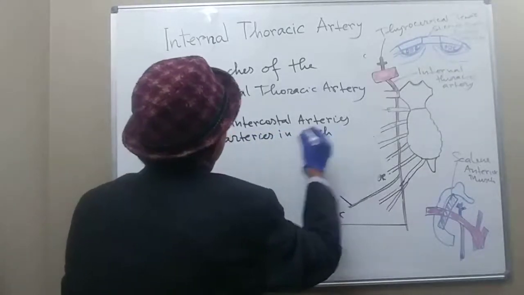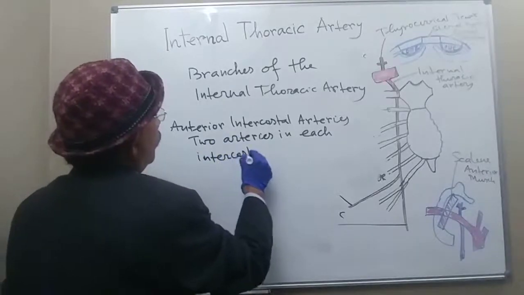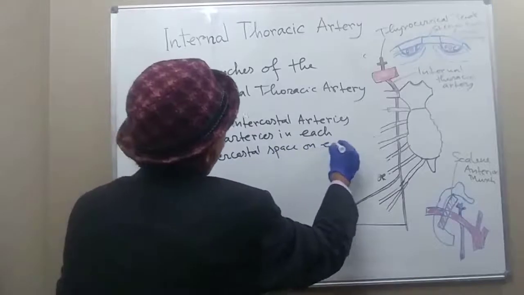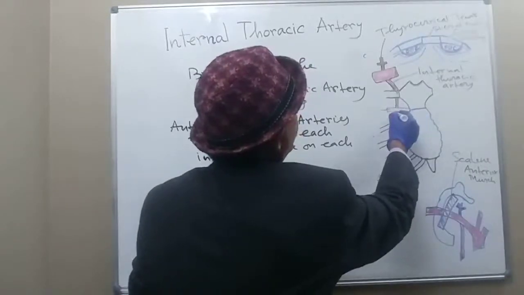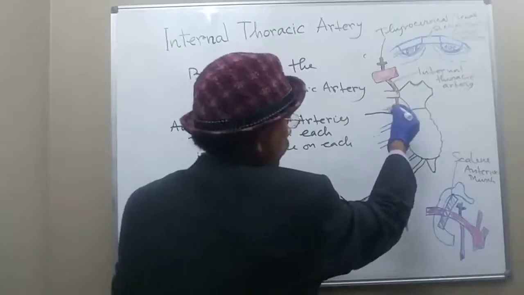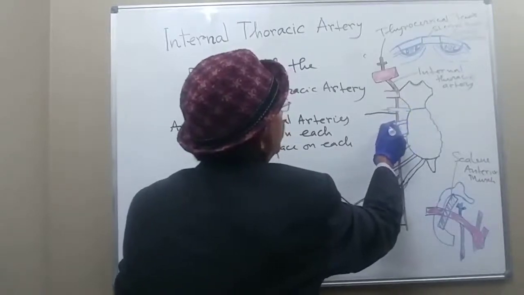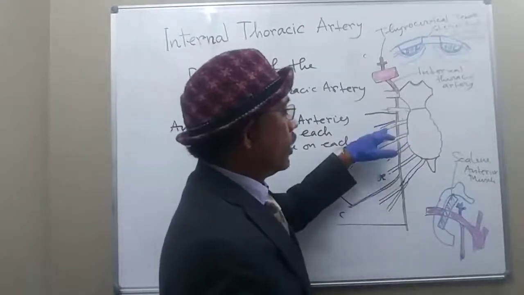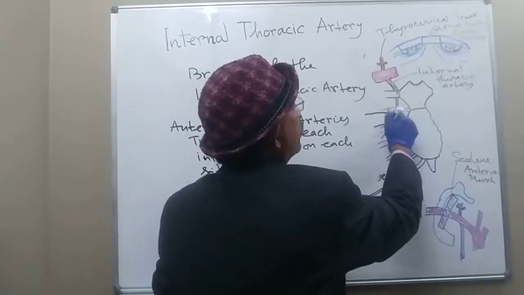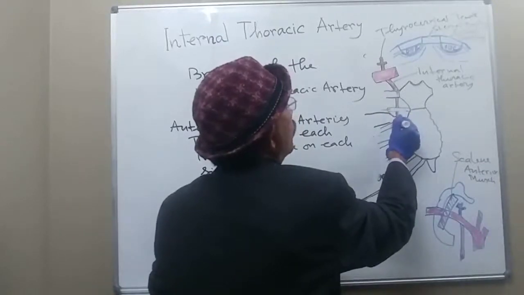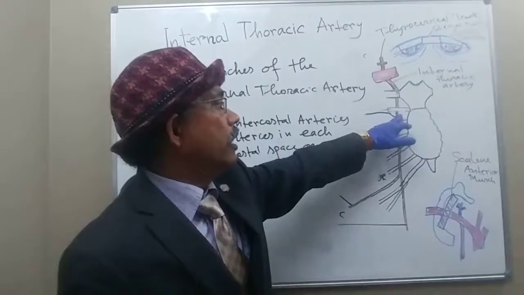two arteries in each intercostal space on each side. Okay, we got that. So one is passing along the lower part of the superior rib. Another branch should come out along the superior border of the lower rib. So it may come as two or they may start as one, then may split into two. Okay, so in each intercostal space we have two anterior intercostal arteries. They are branches of the internal thoracic artery.